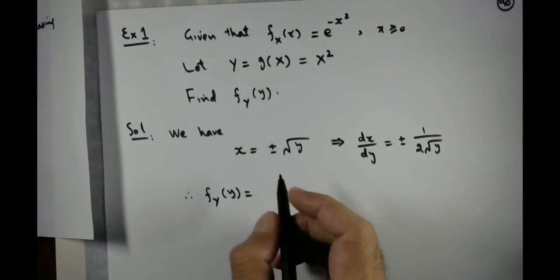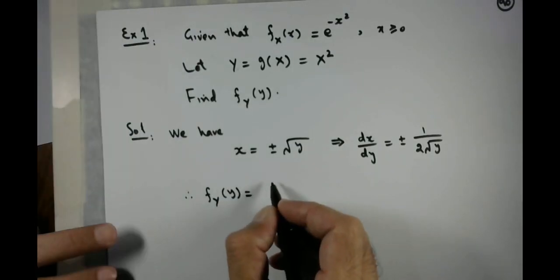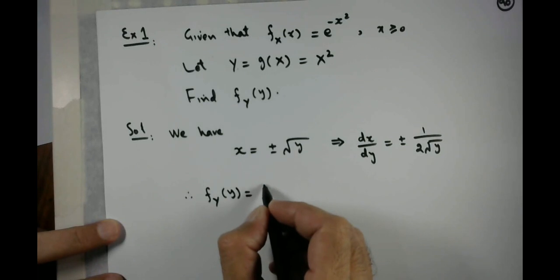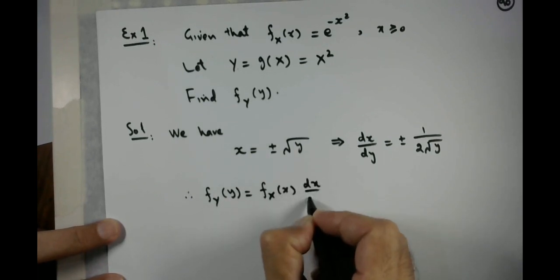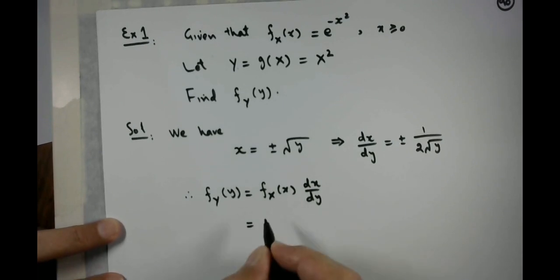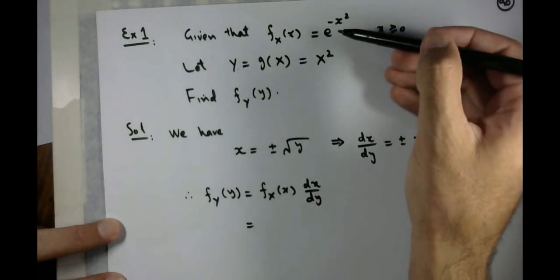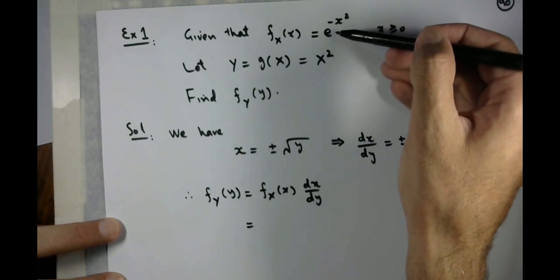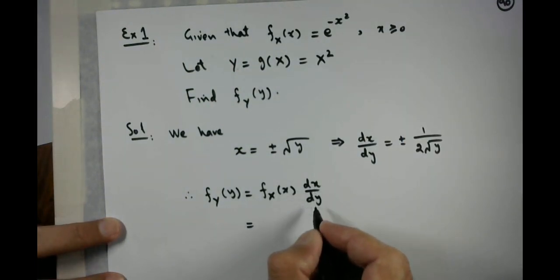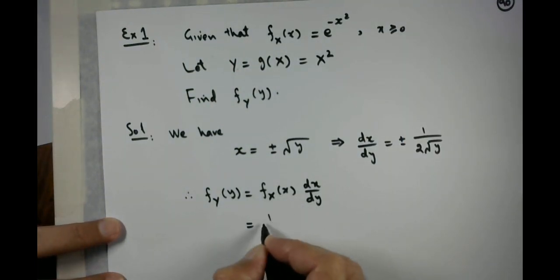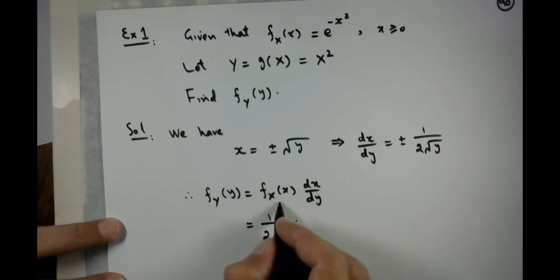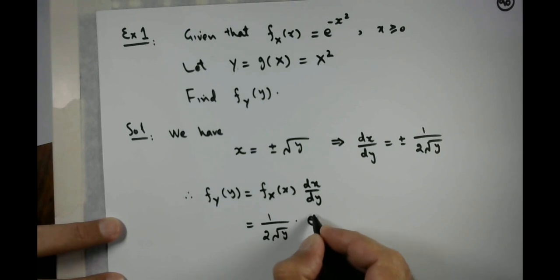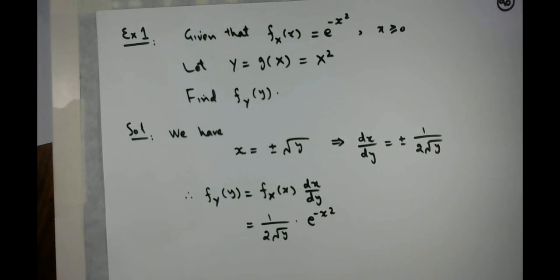So what is f sub x here? Let me first write the formula: f sub x of x times dx over dy. And what is f sub x here? E raised to power minus x square. And what is dx over dy? Let me take the positive one. So it is 1 over 2 under root y times e raised to power minus x square.